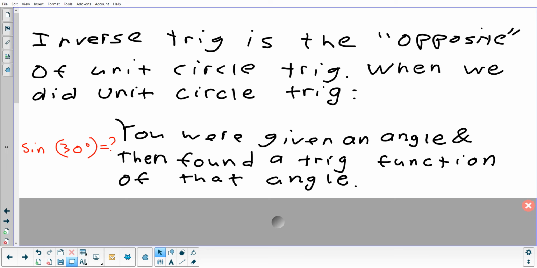sine of 30 degrees? And if it's a multiple of 30, we learned how to find the coordinate and do unit circle. If it wasn't, then we use the calculator to figure it out. But the main point here is, I gave you an angle, and you found the trig function of that angle and told me the question mark.